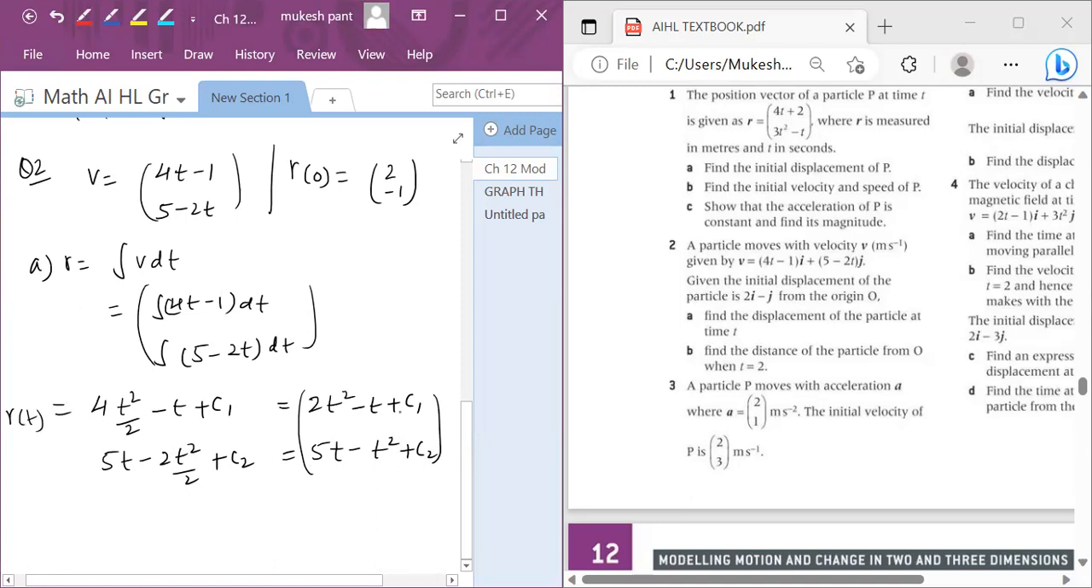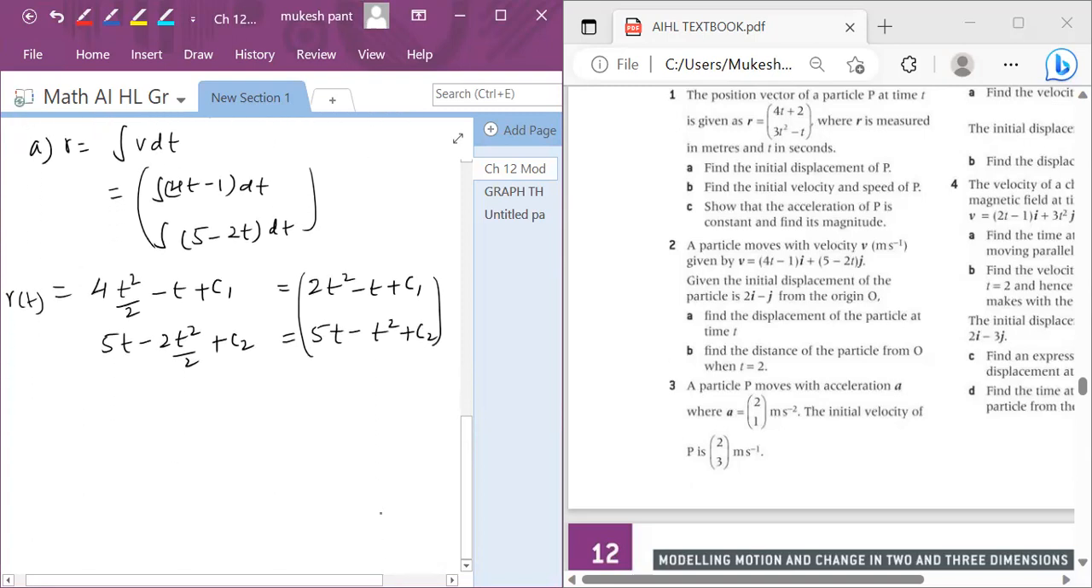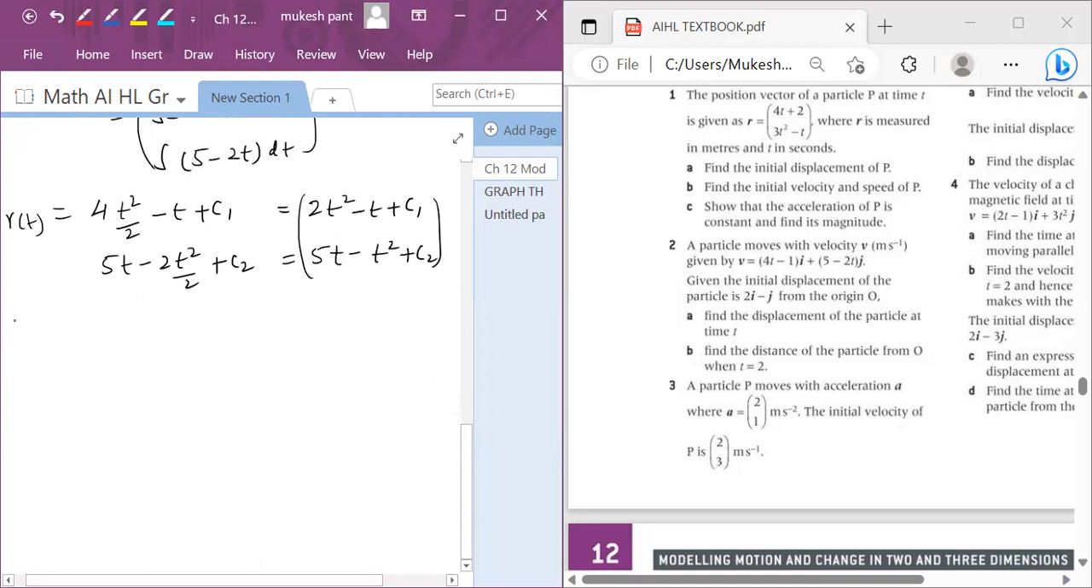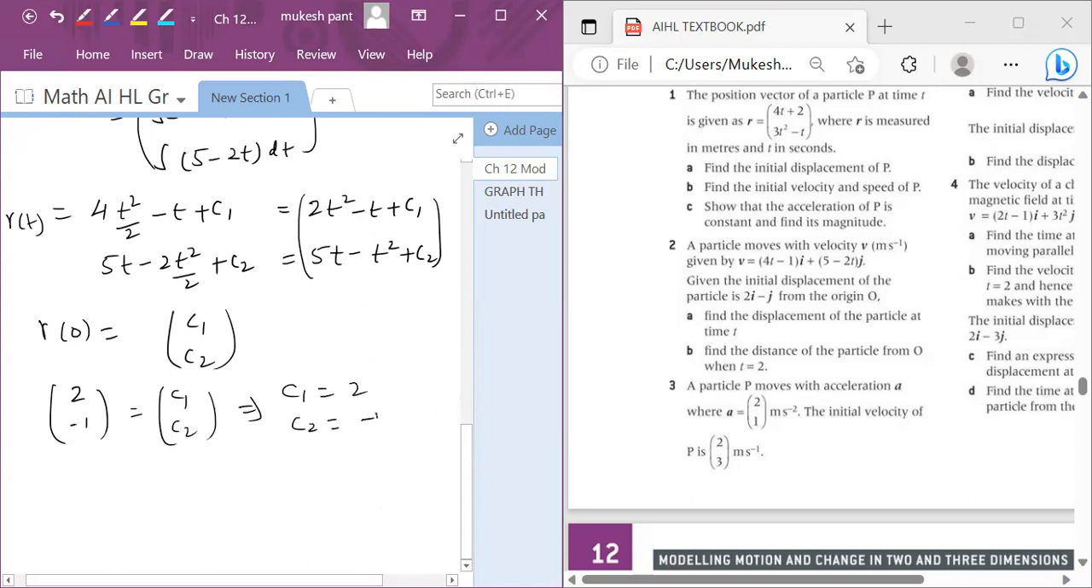Now if you see, initial displacement vector r0 equals 2 and minus 1. So what I'm doing here: r(t) equals this one. Once I know r(t), I just look for r0, and I have the value of r0 as well. So r0 equals, this whole will be c1 and c2, because the rest of the part is having t, so it will be 0, right? And what is r0? r0 is 2 and minus 1 equals c1 and c2, right? So from this comparison, we can write c1 equals 2 and c2 equals minus 1.